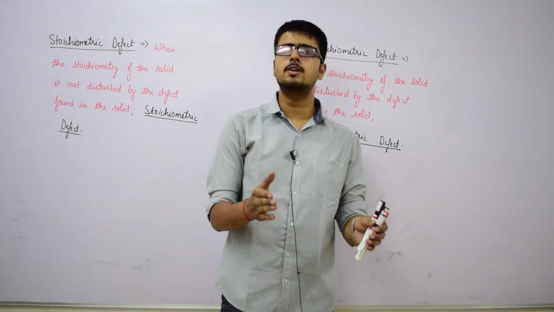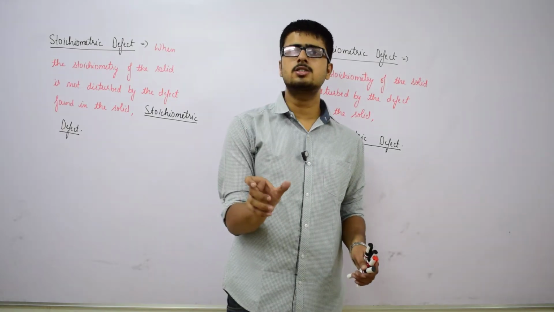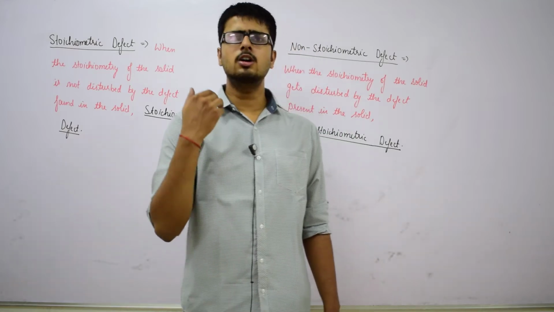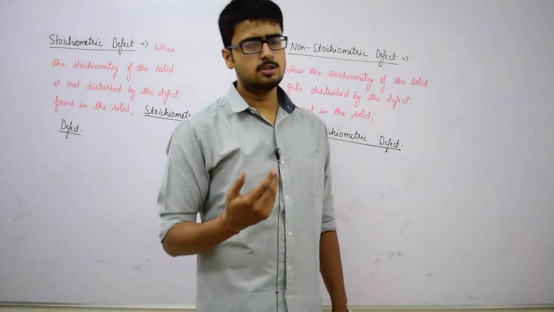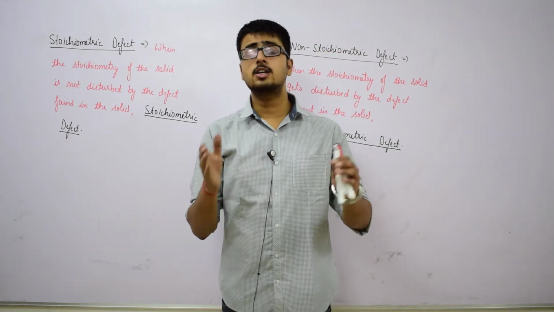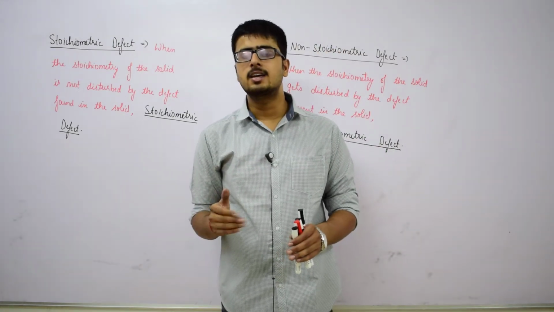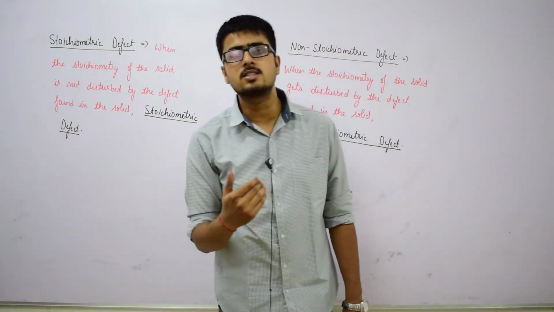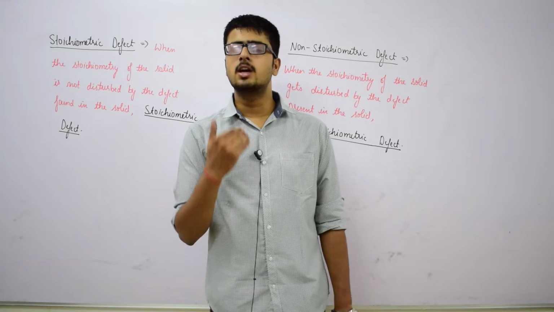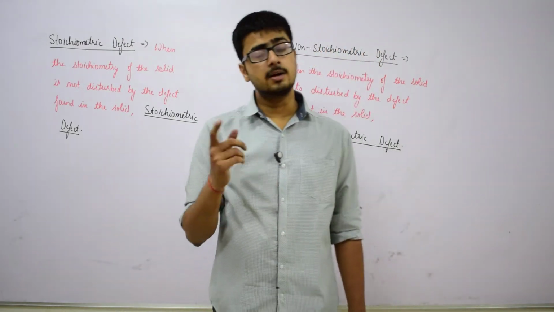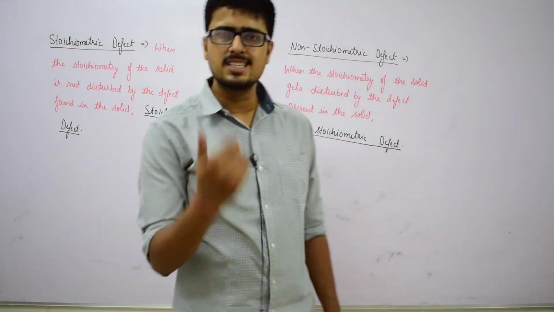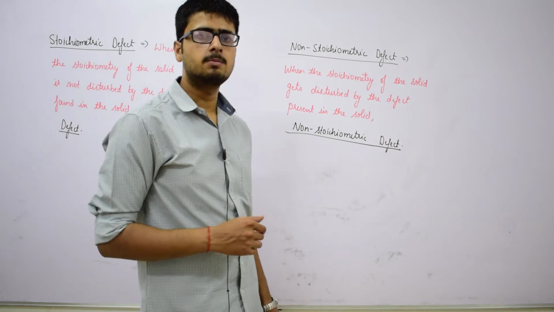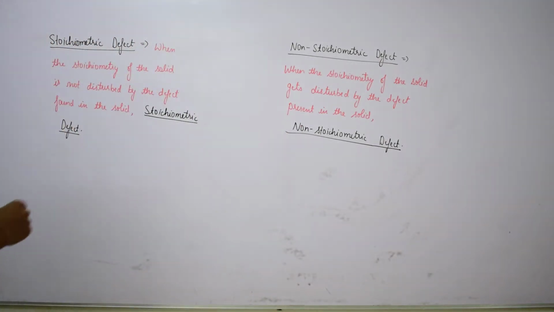Stoichiometry means the ratio between positive and negative ions. If the ratio is the same, it is called stoichiometric, but if the ratio is not the same, it is called non-stoichiometric. So, stoichiometric defects are those where the stoichiometry of the crystal is not disturbed by the defect or imperfection. But if the stoichiometry of the crystal gets disturbed by the defect or imperfection, it is called a non-stoichiometric defect. So, these are the two types of point defects.